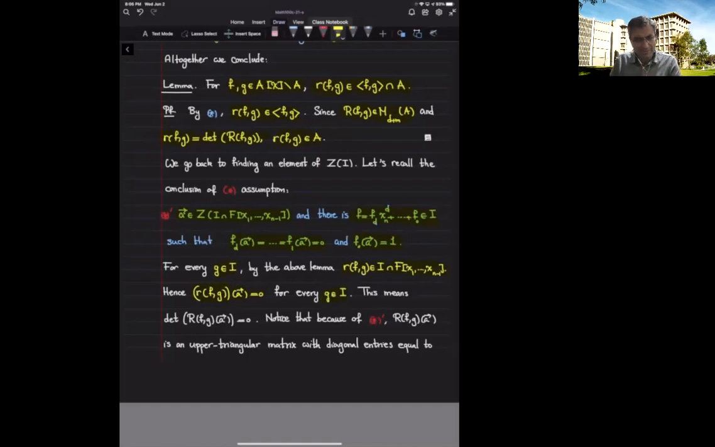Okay, let's see. What does resultant mean? Let's recall. Resultant is the determinant of a certain matrix. I'm going to write it again. This matrix comes from the coefficients of f written degree of g times, each time shifted one down, and then the coefficients of g written degree of f times, each time shifted one step down. So that's my matrix capital R of f and g, and now I need to evaluate these polynomials at A.